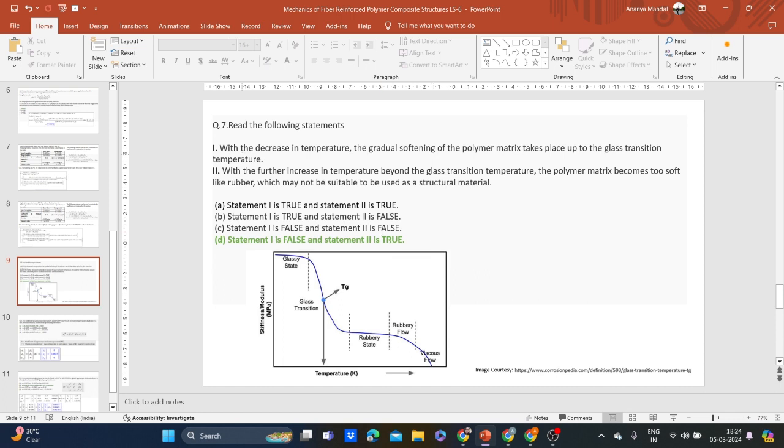Yes, you're right. Sorry, I read that with the increase in temperature. I read it wrong. I'm so sorry.